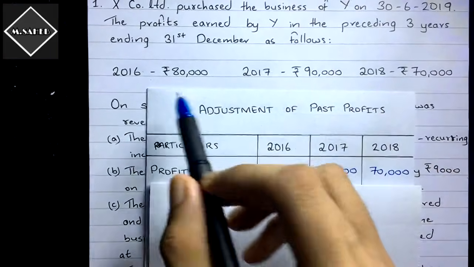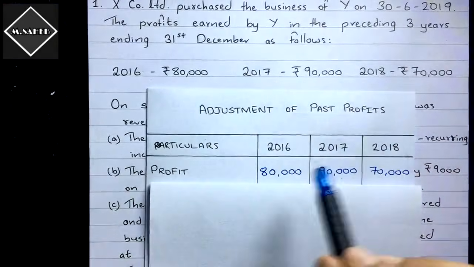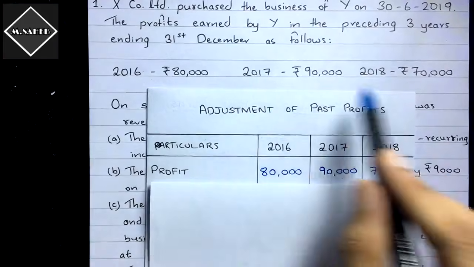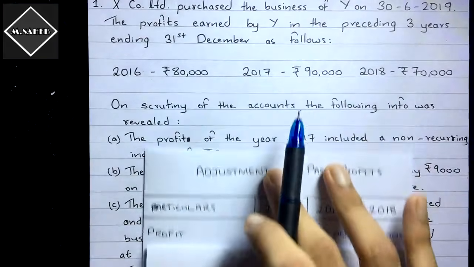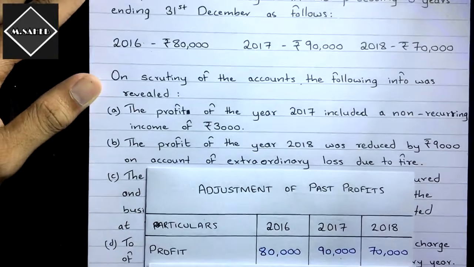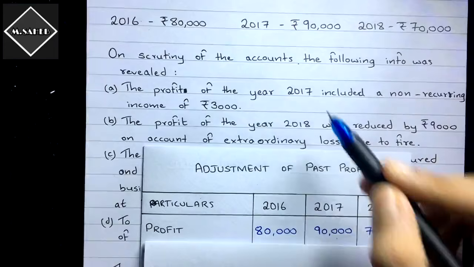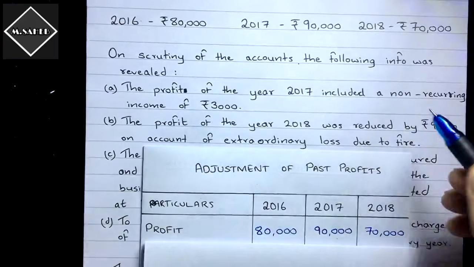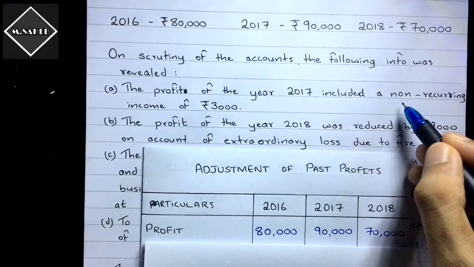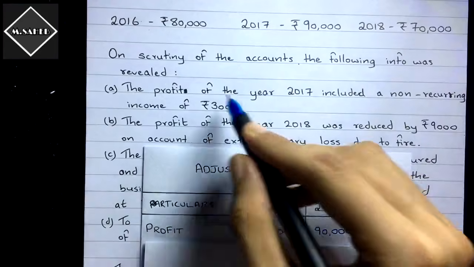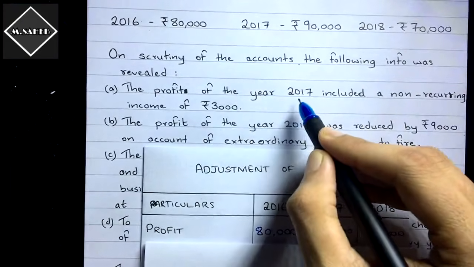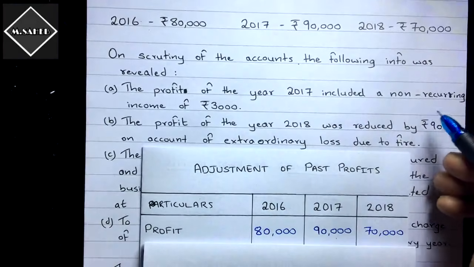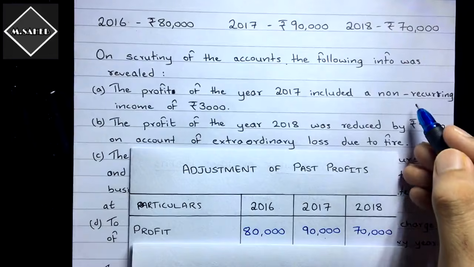Yes. So in this question we have been given 3 years profits. Yes, 2016, 2017, 2018. So we have to take that. Fine. Profit 80,000, 90,000, 70,000. Okay. And then let's see the first adjustment. The first adjustment says the profit of the year 2017 included a non-recurring income of 3,000. Now what is non-recurring income? Non-recurring income means this income of 3,000 which has been generated in 2017 will not be generated in the future. It will not recur in the future.